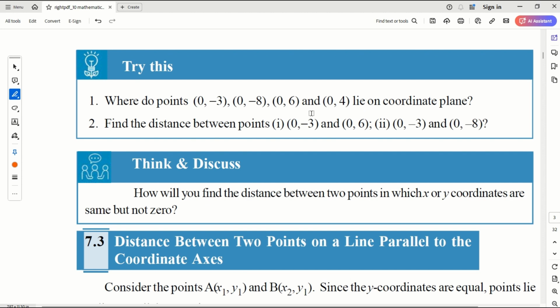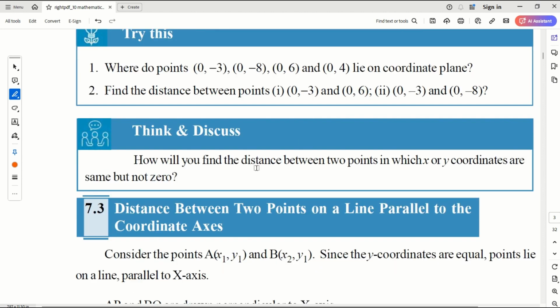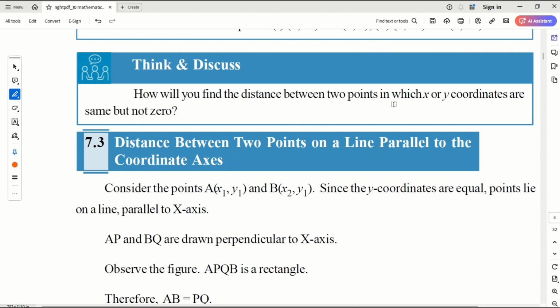Okay. Now, how will you find the distance between 2 points in which x or y coordinates are same but not 0? Okay, so this is a question. Just think about it. You have 1 comma 1 and 2 comma 2, let's say. How do you find the distance? Okay, so we will slowly go to that level where we can find the distance between any 2 points.